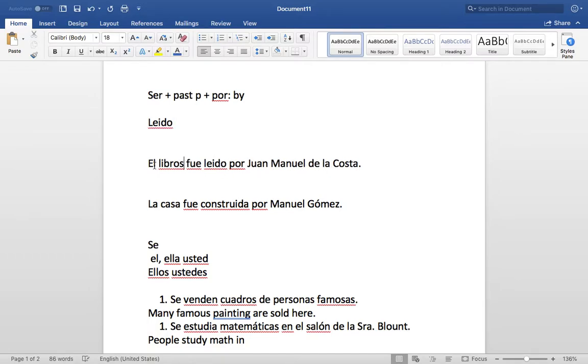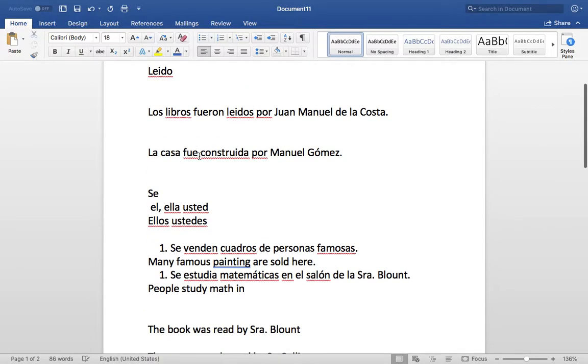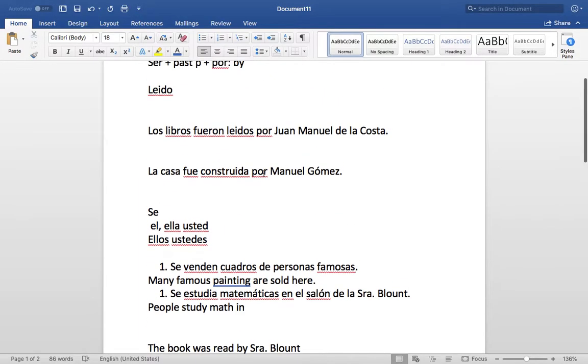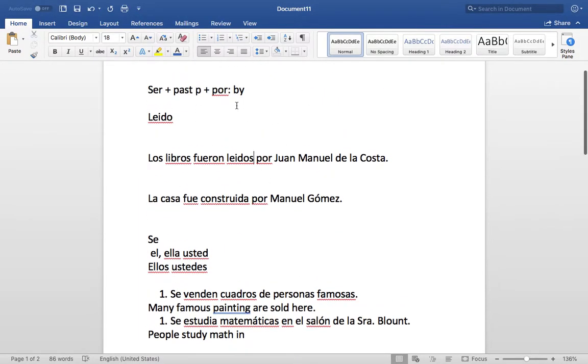Now, if I say los libros, all right? Los libros, now here, you have to conjugate ser for libros. Los libros fueron leídos por Manuel de la Costa. La casa fue construida por Manuel Gómez. The house was built by this guy right here. All right, so you must have por. Por is by. All right, this is voz pasiva, okay?